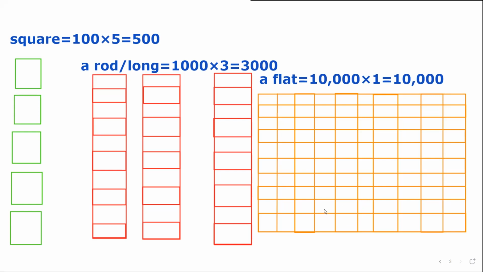A flat. Okay. Good. Now, these are the models, using patterns to represent numbers. And these are the patterns when you're using the graph sheet method. This is how a square, a rod and a flat look like.